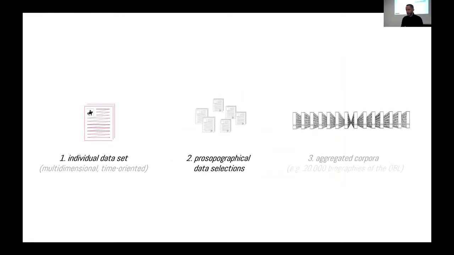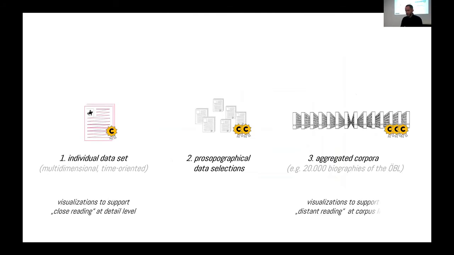Right, and then we can also keep in mind that individual data sets are already complex, and it gets even more complex when we aggregate them into prosopographical selections or into whole corpora. For example, the APIS project contains, I think, 20,000 biographies, or the dictionary does so. And on this level, we definitely have an advanced level of complexity. So it will be also necessary to tap into multiple visualization methods.